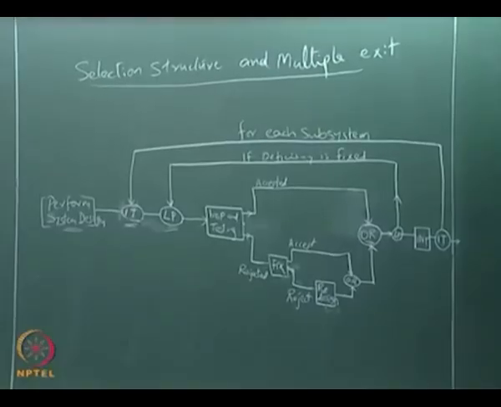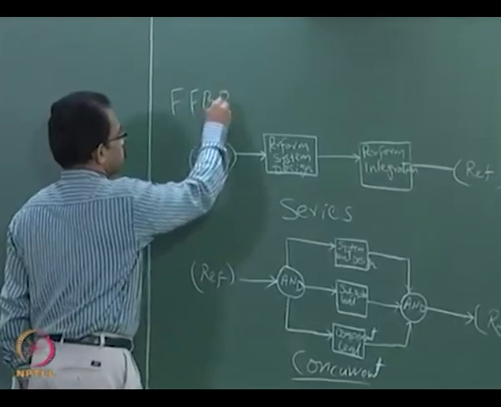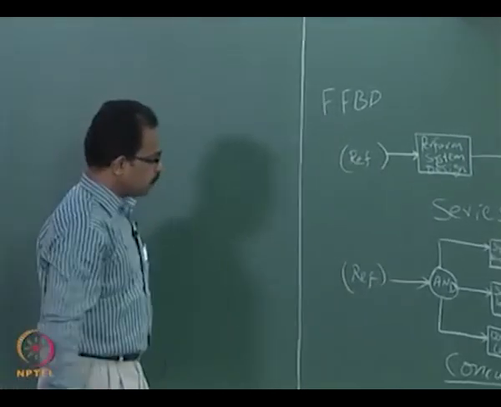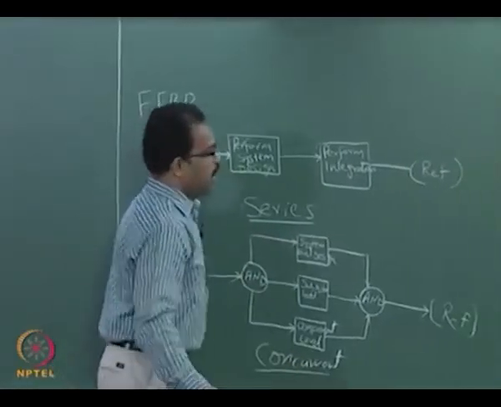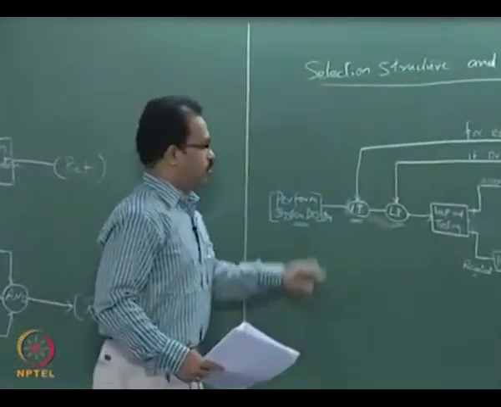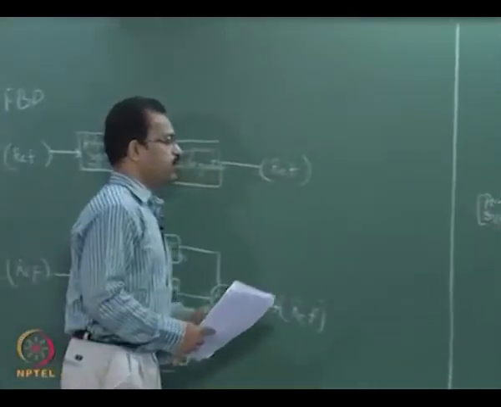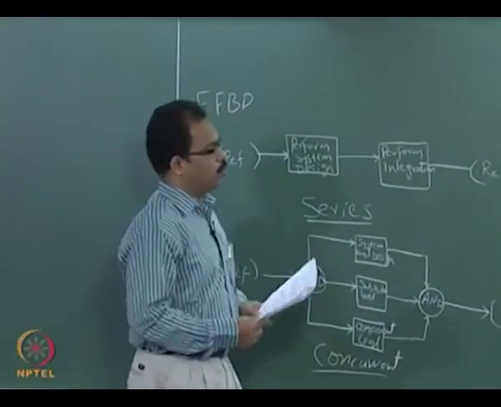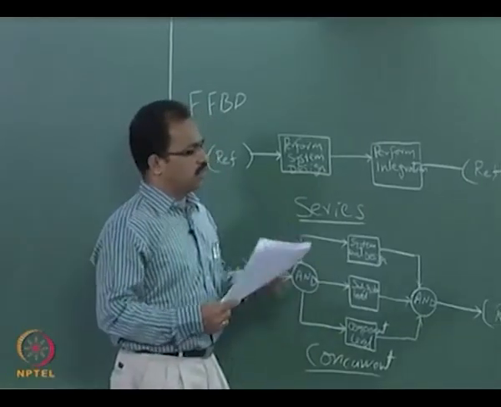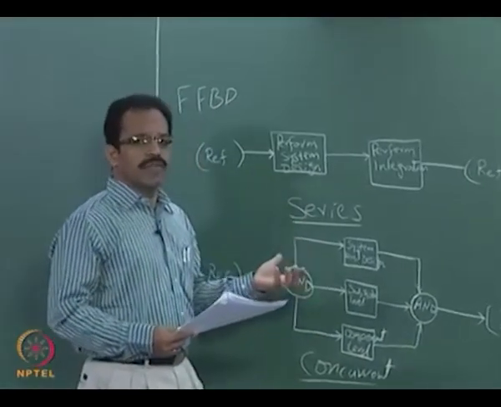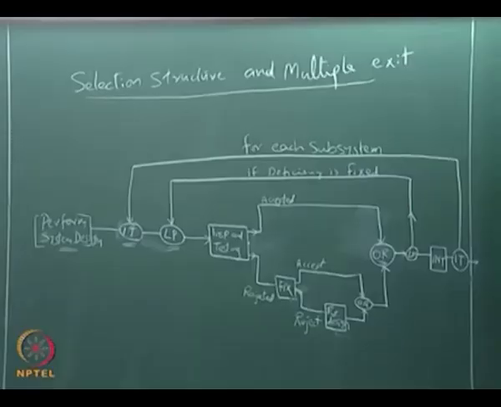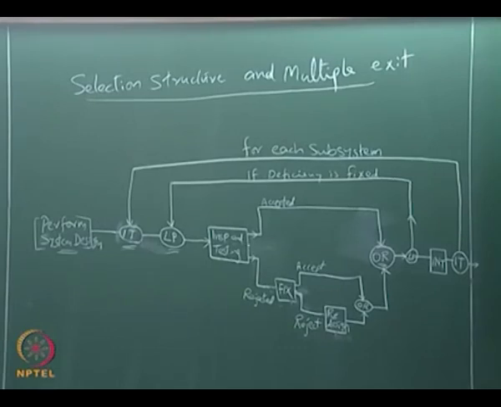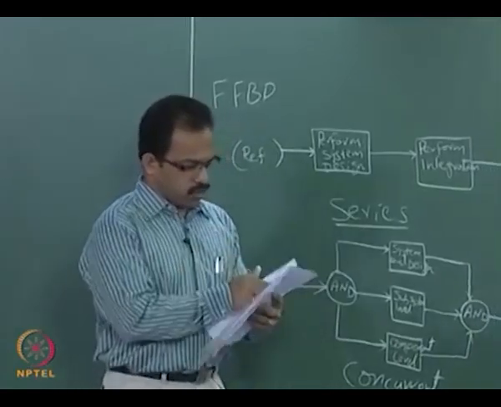So in FFBDs, that is in the function flow block diagrams, we have series execution, we have concurrent execution, and we have selection structure and multiple exit. So any of these methods or a combination of these can be used for representing the actual design of a system or actual behavior of a system. So for some subsystems we may have to model the behavior of the subsystem using this method. So we can actually use the series, concurrent, or selection and multiple exit, or a combination of these to represent the dynamics of the system. Let me take an example and then show how it is actually done.